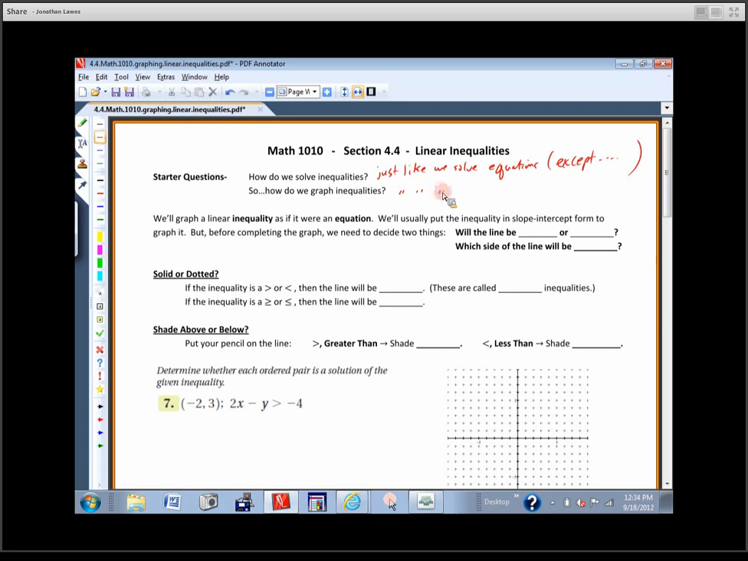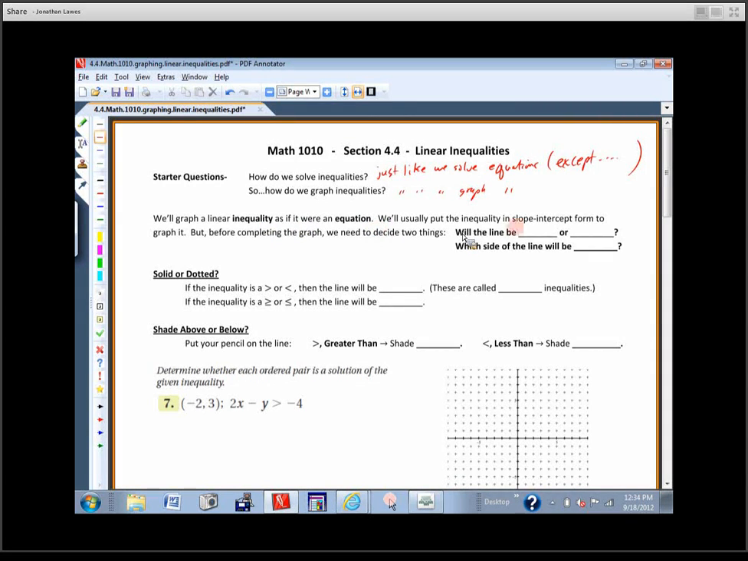Okay? So if I said, well, how do we graph inequalities then? Just like we graph equations. Okay? So we're going to be doing the same type of thing. So if you can graph a line, you can graph a linear inequality. Okay, remember, if it's a line, it's just y equals. It's an equality. If it's a y less than or equal to or greater than or equal to or something like that, then it would be what we call a linear inequality. Okay? So we'll graph a linear inequality just as if it were an equation.